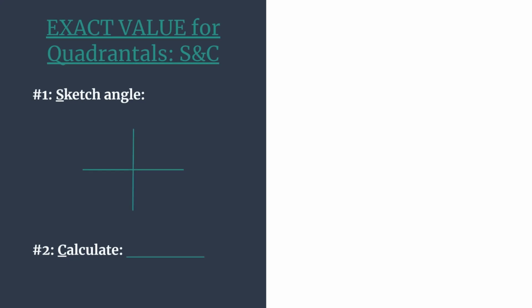Okay, so here's our template. It's step 1, sketch the angle, the terminal side, and then we know that we're working with angles on the unit circle, so we'll label it with coordinates. And then step 2 is to calculate the trig function, the exact value that we want. So let's see how this works, finding the cosine of 450 degrees.